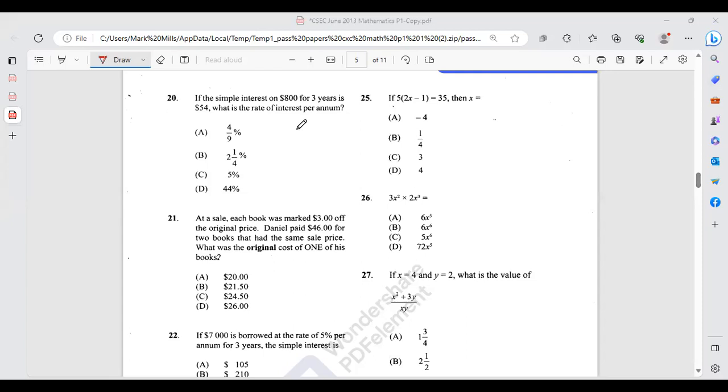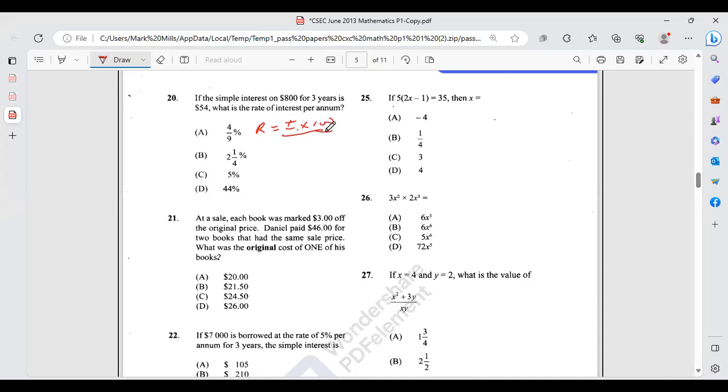Sir, rate is equal to the interest times 100 over P times T. Take your time with me. Rate is equal to what? Interest, yes, times what? 100, yes, over P times T. Thank you. So for my rate, what is my interest here?